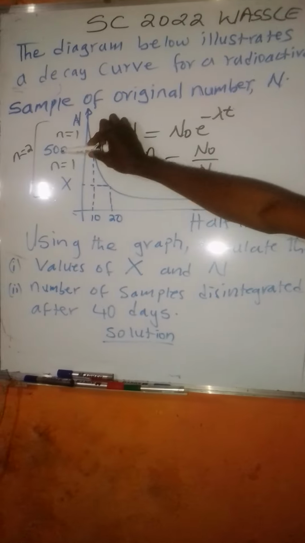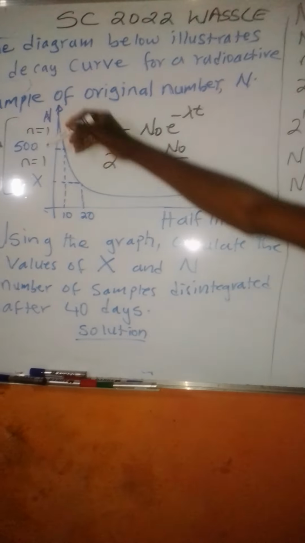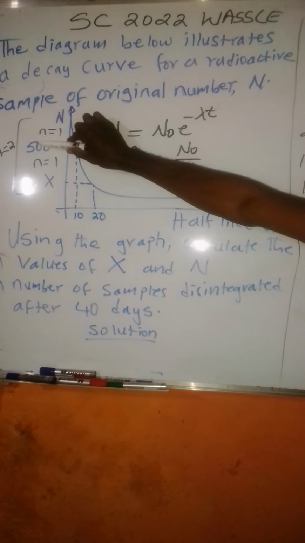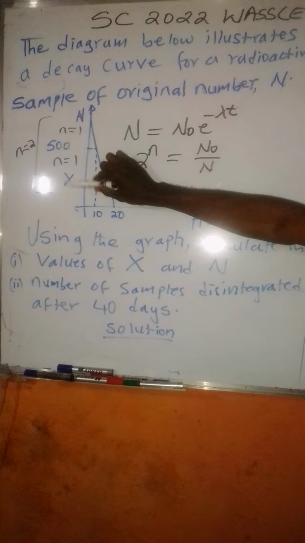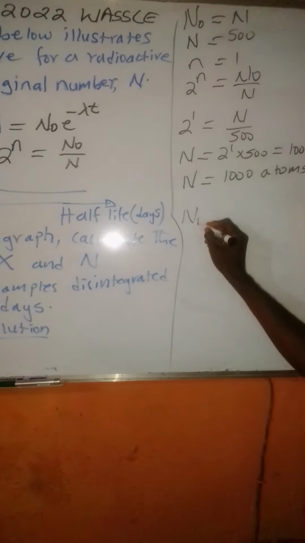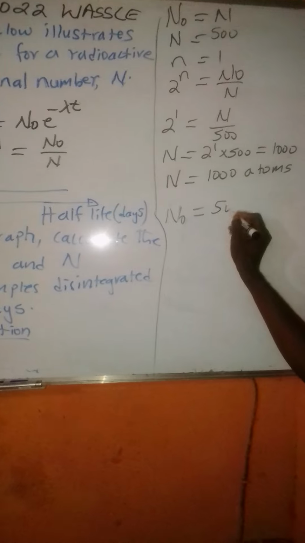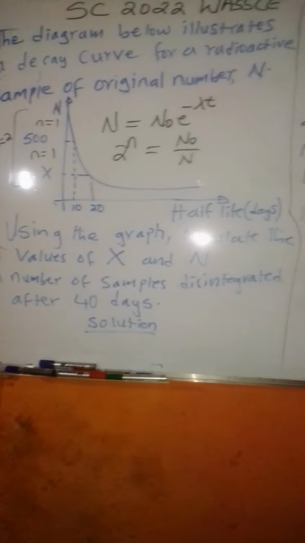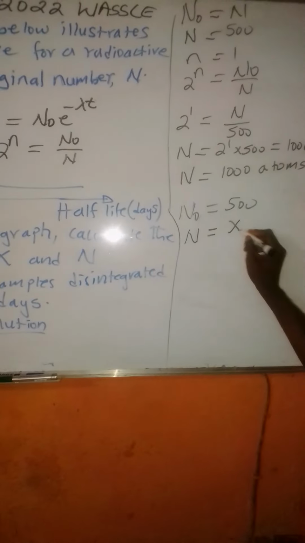Now, if we want to find X again, we do the same thing, considering 500 to X. From 500 to X, the initial is 500 and the final is X. So the initial or starting N0 here is given as 500, and the final, which is N, is given as X. And the number of half-lives n from 500 to X is going to be 1.